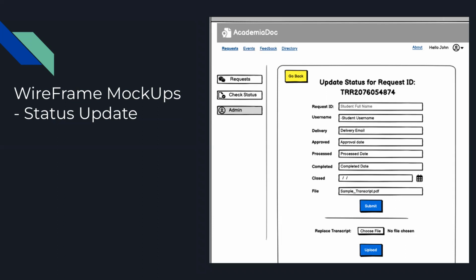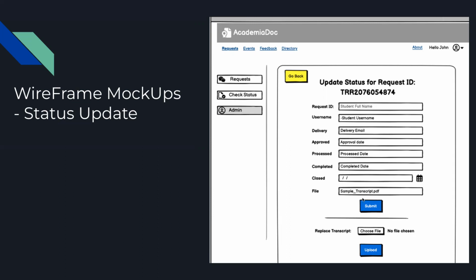So the admin can go in and change the status of the request. Let's say that they approved a transcript from a student. They will go in and fill out this approval date. And after it's processed, they will go in and fill out the completed date and close date as well. And this is where they upload the file for a transcript and click on the submit button.